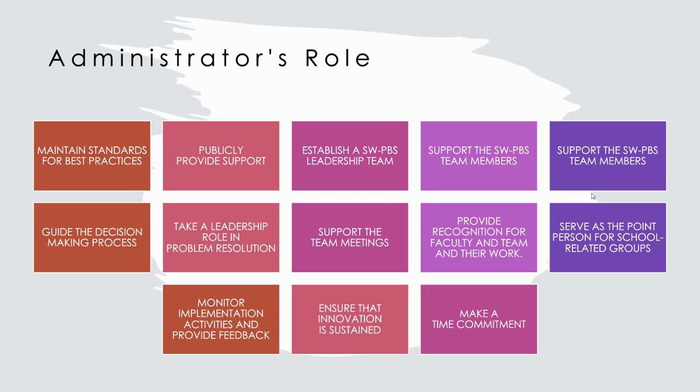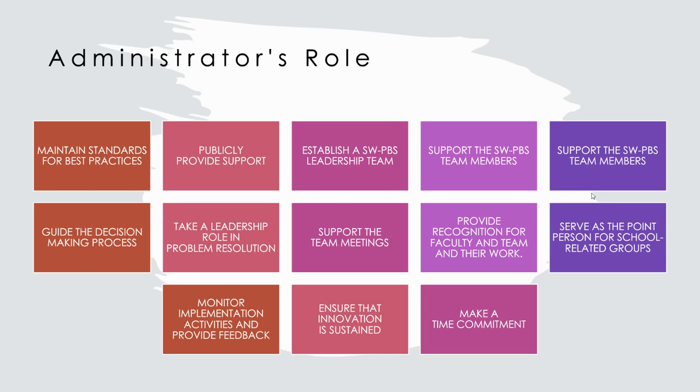It's important that the administrator protects the time that the leadership team has for meeting, because as we said, and as we'll discuss later on, that team needs to meet at a minimum of monthly. And as they're planning, they're going to need a lot more time to meet while they're trying to get that implementation off the ground. So it's very important that the administrator allocate and protect that time so that those people have the time to meet and make those decisions.